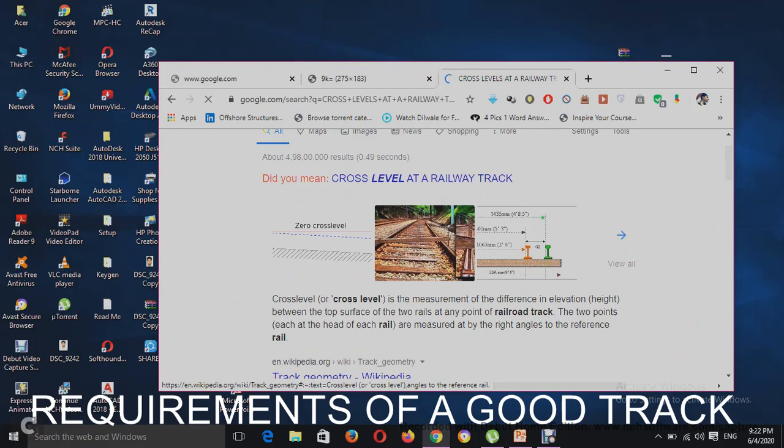Cross level is the measurement of the difference in elevation height between the top surface of the two rails at any point of the railroad track. The 2 points, each at the head of each rail, are measured at right angles to the reference rail. One more thing I am saying, in curves the outer rails should have proper super elevation to take into account the centrifugal forces.